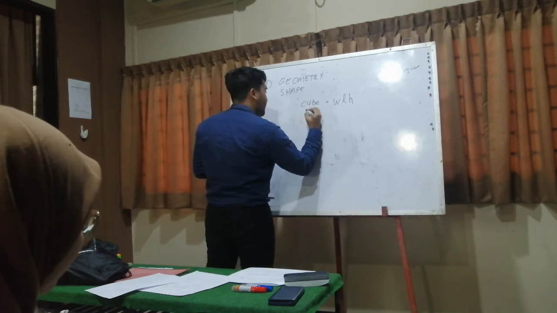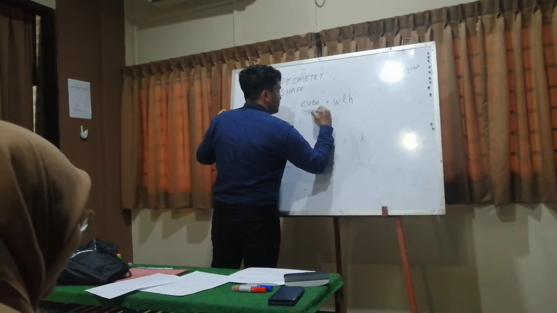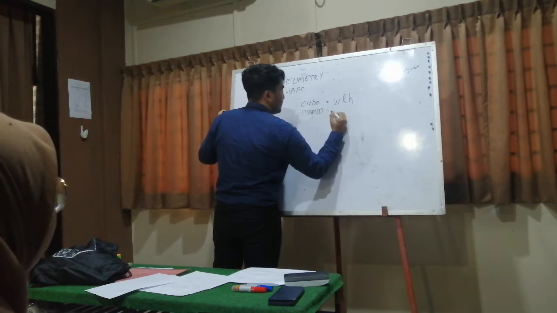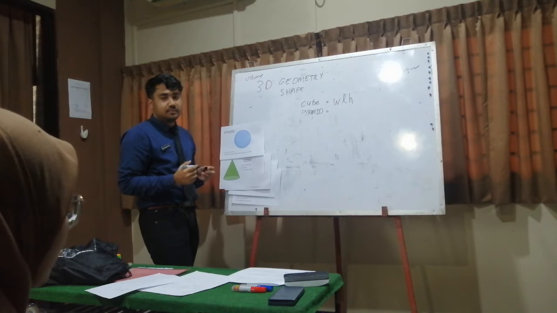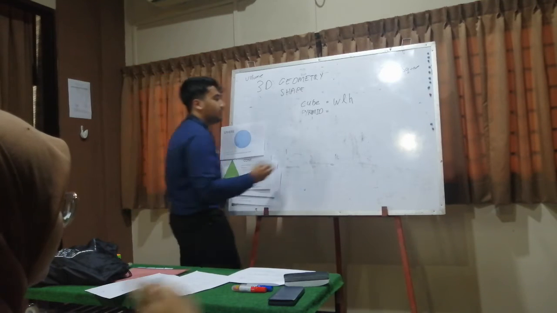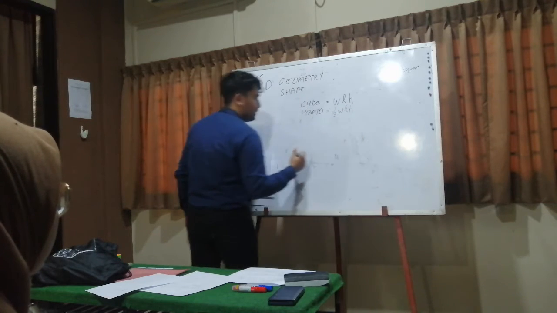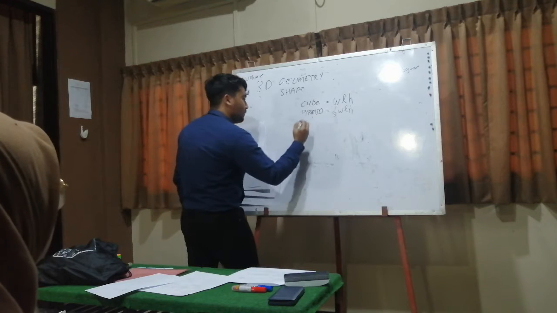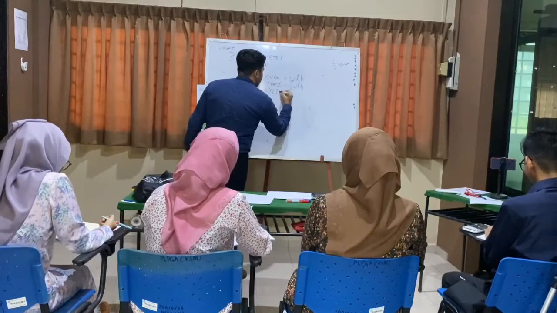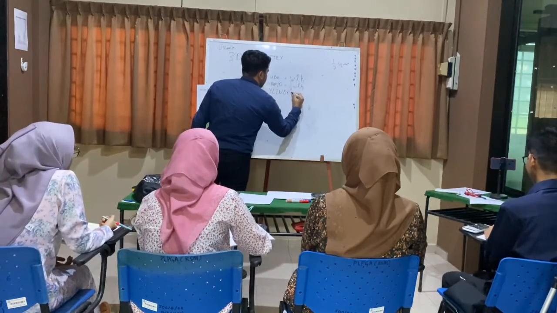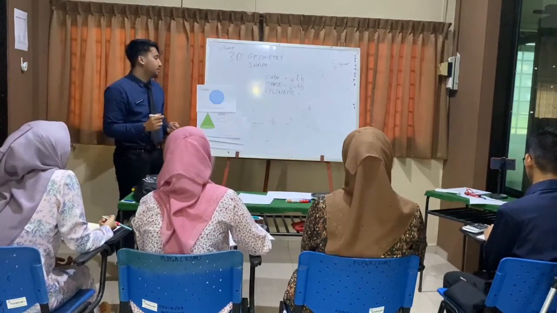Next, we have a pyramid. 1/3 times width times length times height. Next, we have a cylinder. What is the formula for a cylinder? Pi r square h. Okay, good.